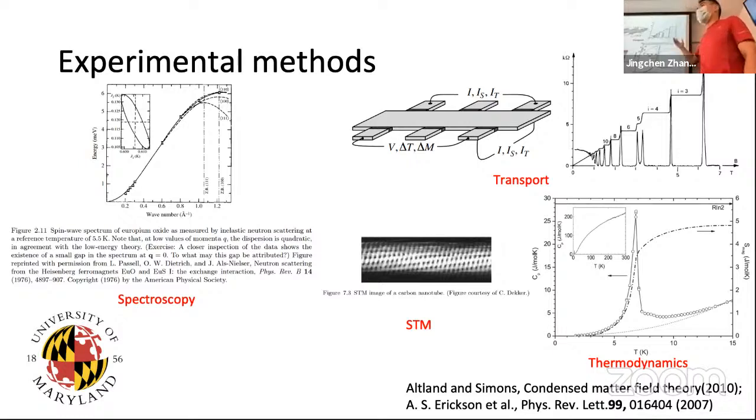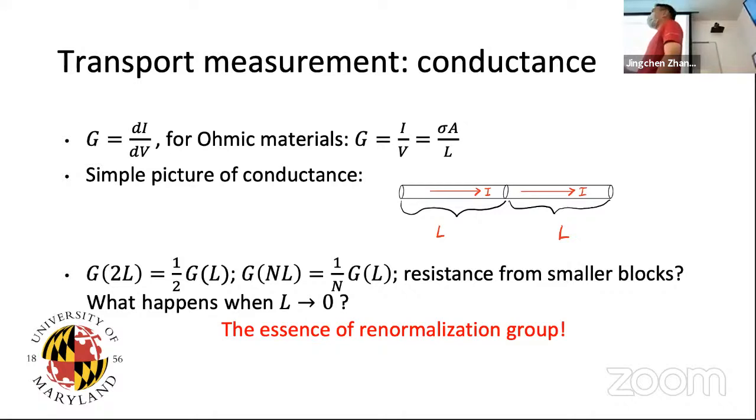So yeah, as I just said, today I want to show some aspects of transport measurements that are similar to thermodynamic measurements. And we can see some universal features in the transport measurements as well. All right, so let's begin with some simple pictures from Ohm's law, which we learned in high school or middle school. We can define the conductance of a material as the derivative of the current over the voltage. And for ohmic materials, we all know that it's just equal to the current divided by the voltage. It is also equal to the conductivity times the cross-section area divided by the length of the material.